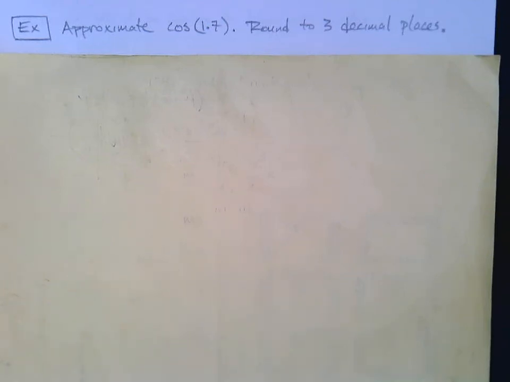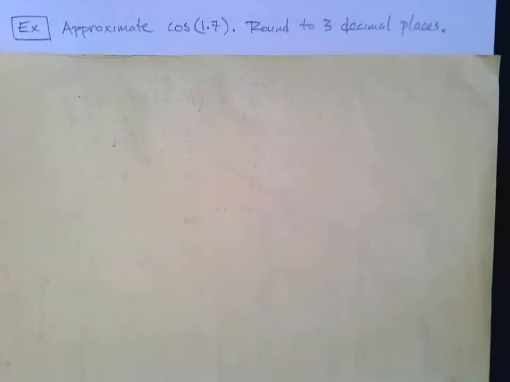Okay, let's look at another one here. Example: approximate the cosine of 1.7. Now this one we're going to have to round to 3 decimal places. Okay, let's check it out.